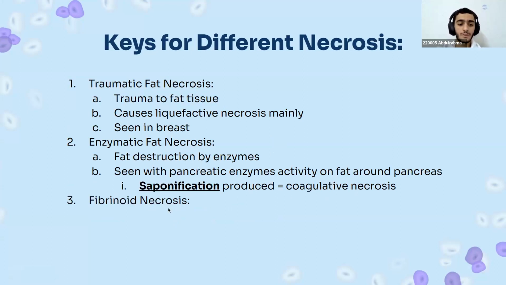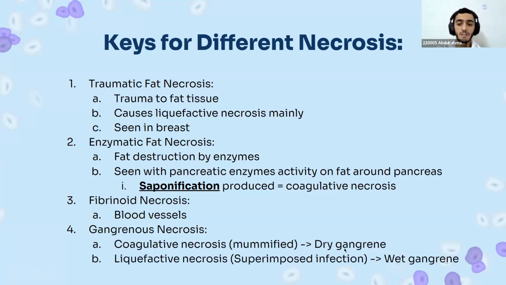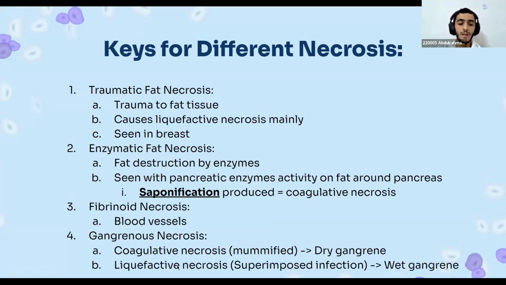And lastly, you got fibrinoid necrosis. Fibrinoid necrosis is associated with blood vessels. Any question about blood vessels is fibrinoid. And gangrenous necrosis, you got two types. You got the dry gangrene, which is coagulative, and the keyword is mummified. And you got the wet gangrene, which is liquefactive, and the keyword is superimposed infection.